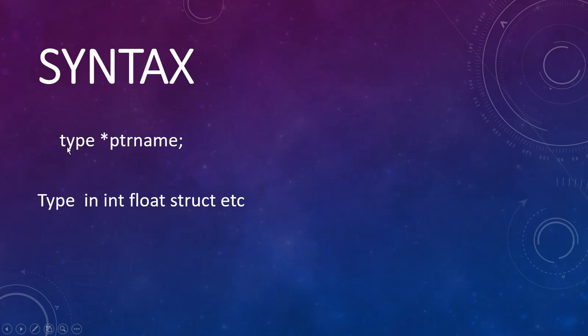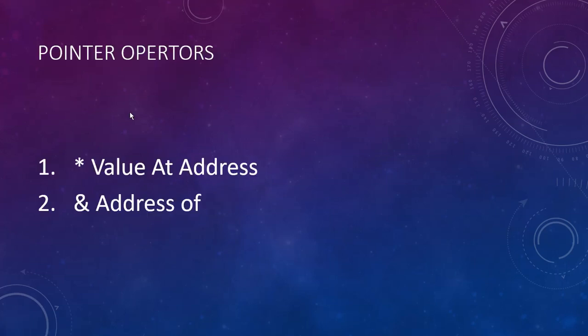First type, then asterisk, then ptr. ptr is the name of the pointer. Asterisk indicates it's a pointer. Now there are two pointer operators. Number one, asterisk, means value at address. Another one is ampersand, which means address of.